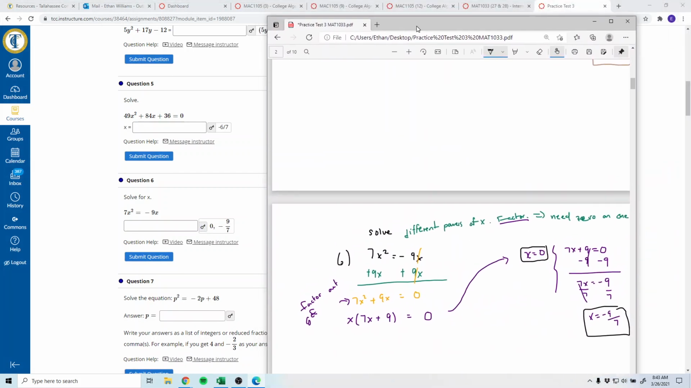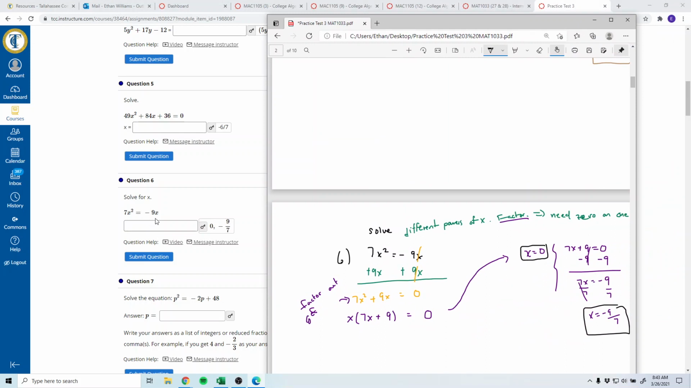One thing I like to mention, especially about this problem, is it's really easy to want to divide by x on each side at the beginning. You are never allowed to divide by a variable. And what will happen if you divide by that variable, I'm not going to work it out, but you'll actually only get one answer of negative 9 over 7. You won't actually get the 0. So that's something to beware of. Never divide by x.